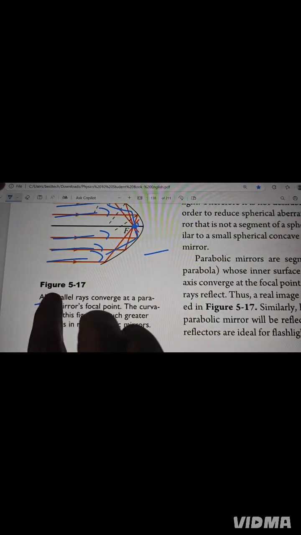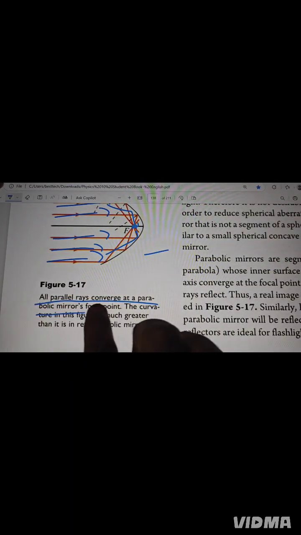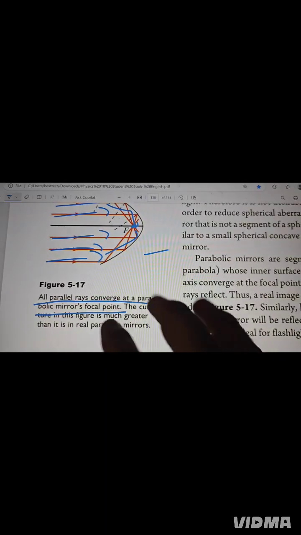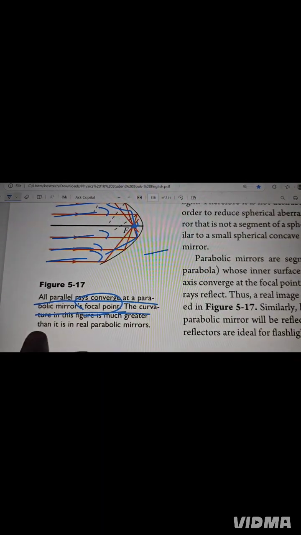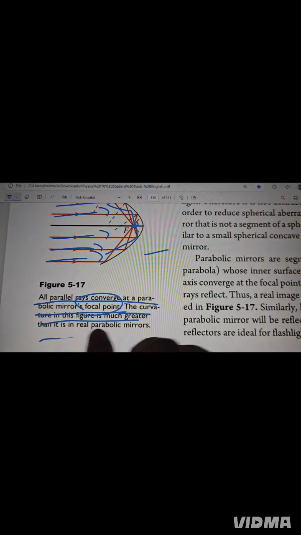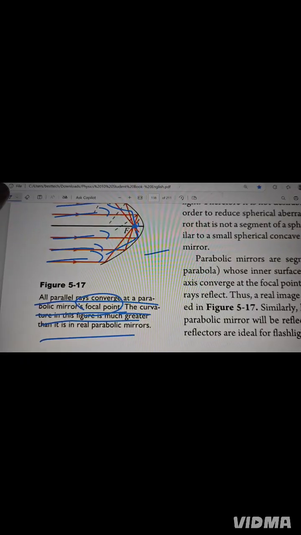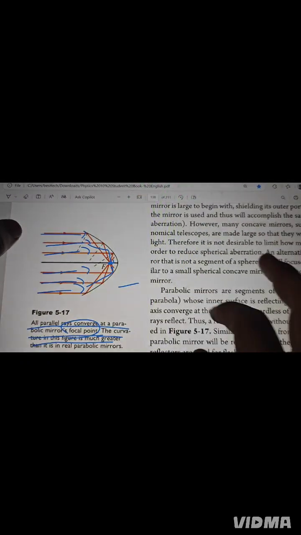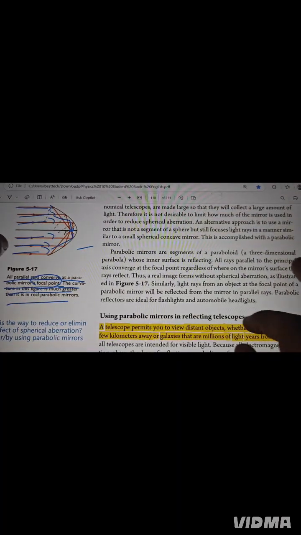Take a look: parallel rays converge at a parabolic mirror's focal point. All of the parallel rays are focusing to the focal point. The curvature in this figure is much greater than in a real parabolic mirror. So all of them are converging to the focal point and we get a nice image.